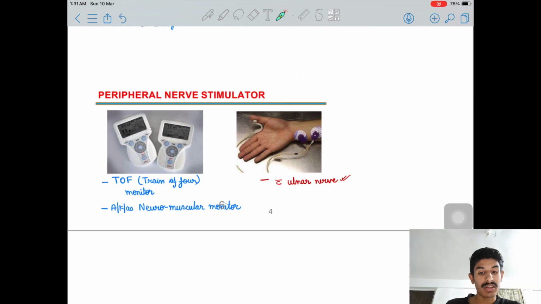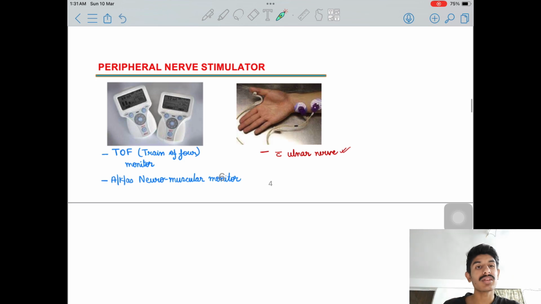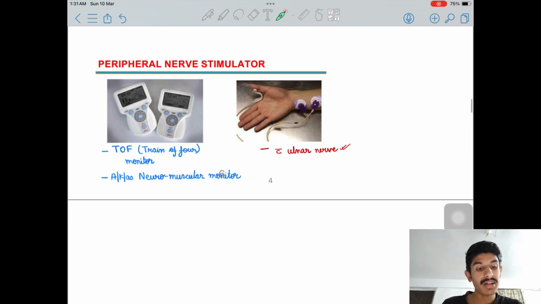Peripheral nerve stimulator. Okay, so it is also known as train of 4 monitor, also known as neuromuscular monitor, and it is put on your ulnar nerve. Just remember this thing, because I think it will not come to you now. It is asked at the PG level, but still remember this, it will be helpful.